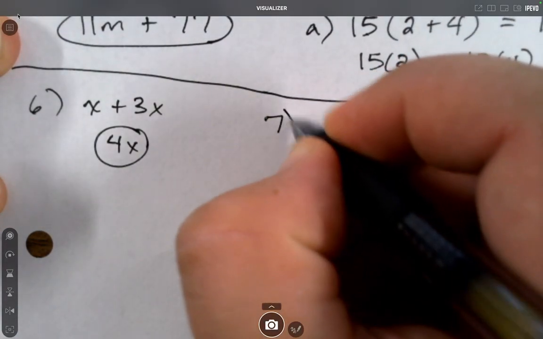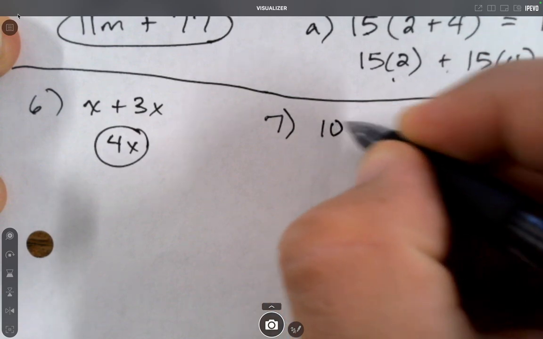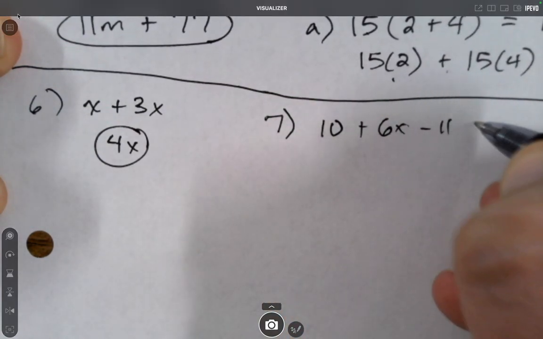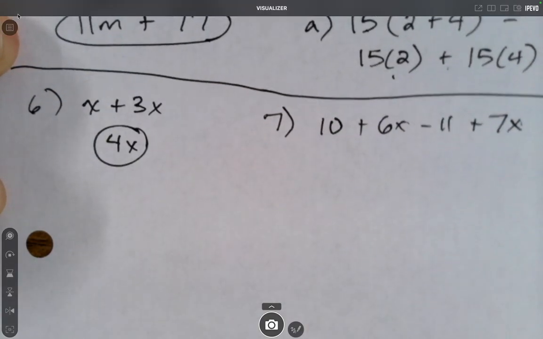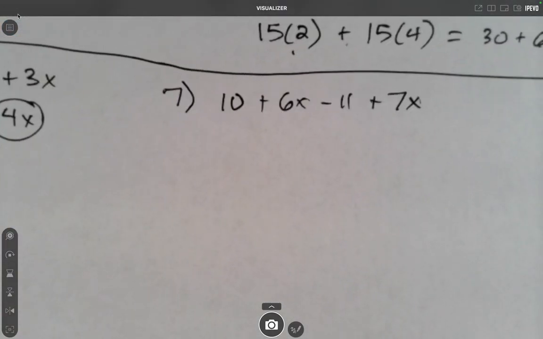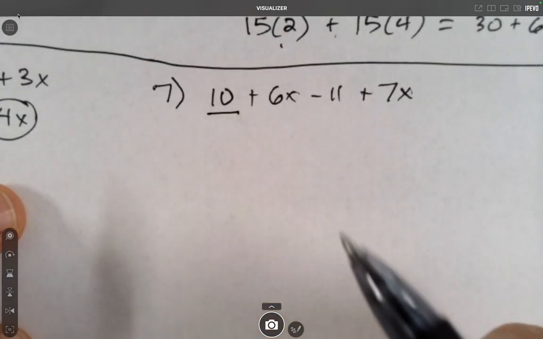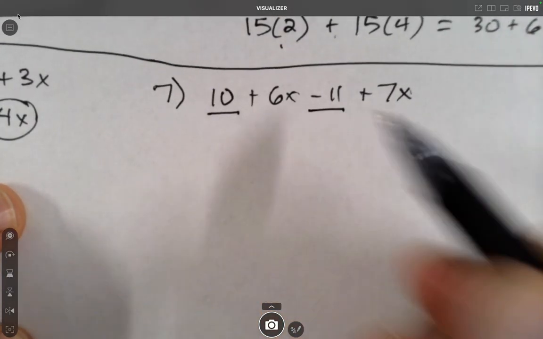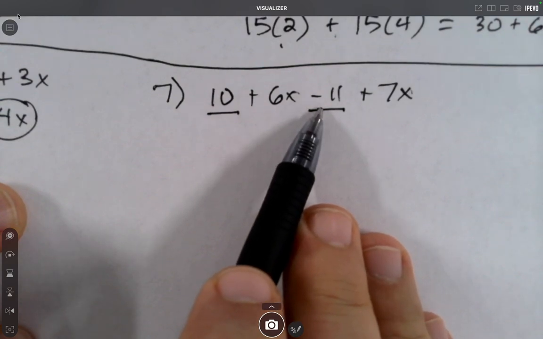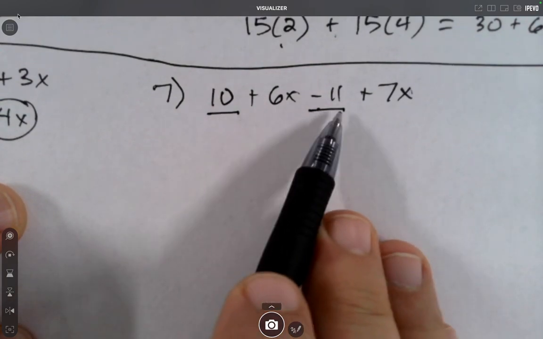Okay, number 7, 10 plus 6x minus 11 plus 7x. So we got to see which ones are like terms. So 10 is a constant, has no variable with it, so is 11. And we always use the operation that's directly in front of the number. So this is 10 minus 11.